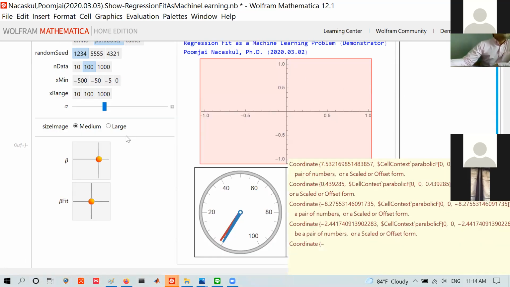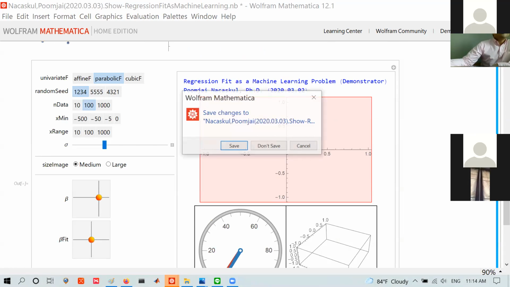Oops. I think I started too many kernels. Let me just turn everything off and start again.